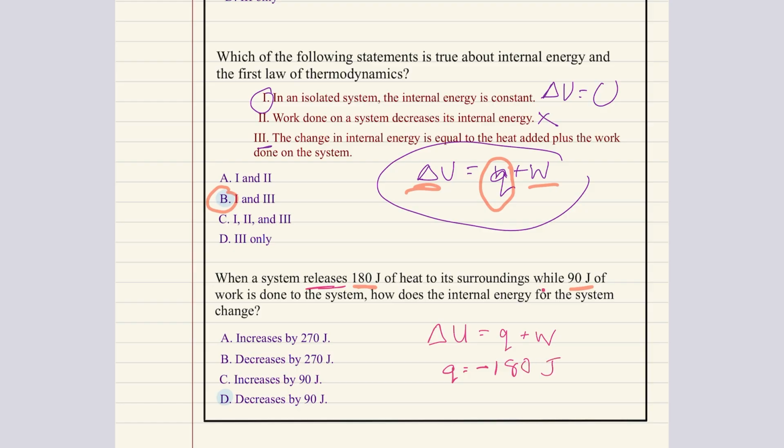Further, we're told that work is done to the system by the surroundings. So work is equal to plus 90 joules. Now that we've figured out the signs that are associated with heat and work, we can go ahead and plug it into our equation. Negative 180 joules plus 90 joules is equal to negative 90 joules. This means that the internal energy decreases by 90 joules, and the correct answer is D.